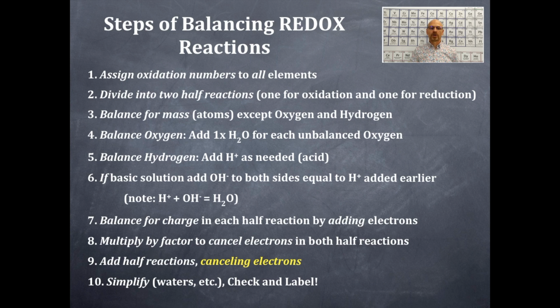Number three, we're going to balance the atoms for mass, except for oxygen and except for hydrogen. Number four, we're going to balance oxygen atoms by doing the following. We're going to add one water for each unbalanced oxygen. Number five, if necessary, we're going to balance the hydrogens and add hydrogen ions as needed.